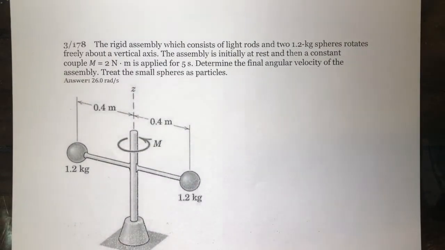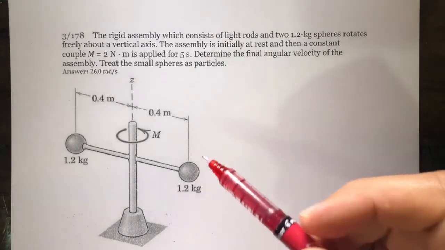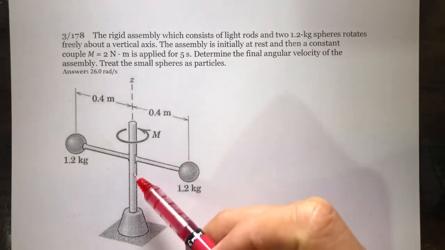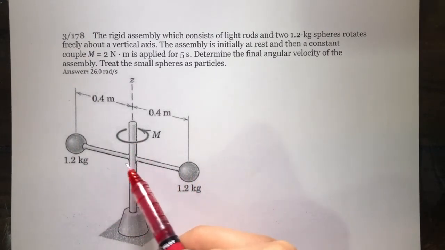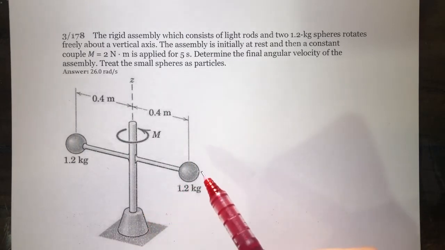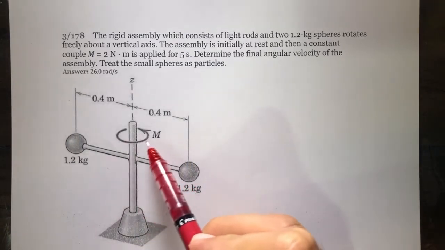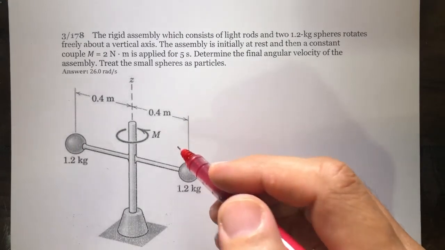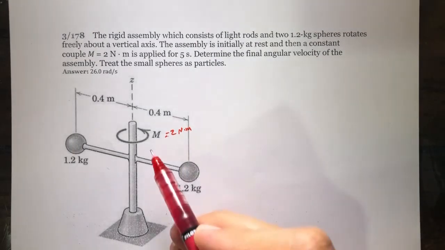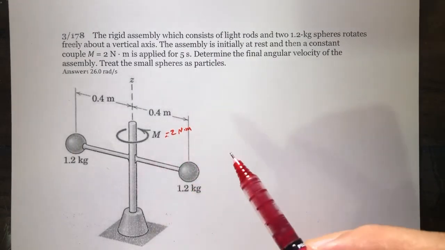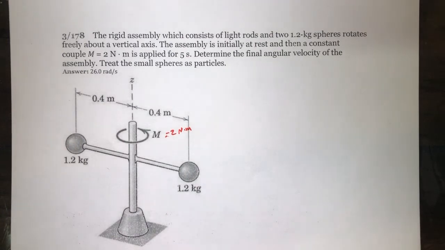Let's do one example for angular momentum and angular impulse. Problem 178. In this problem, we have this freely rotating bar, which these two masses are connected to it with these two light bars. At the beginning, everything is at rest, and we start to apply this moment, which is equal to 2 Newton meter, and it is constant. We're going to apply this moment for 5 seconds. And the question is, what's going to be the angular velocity of the system after 5 seconds?